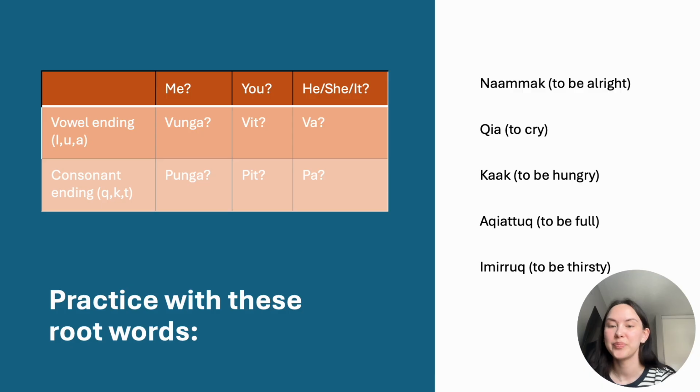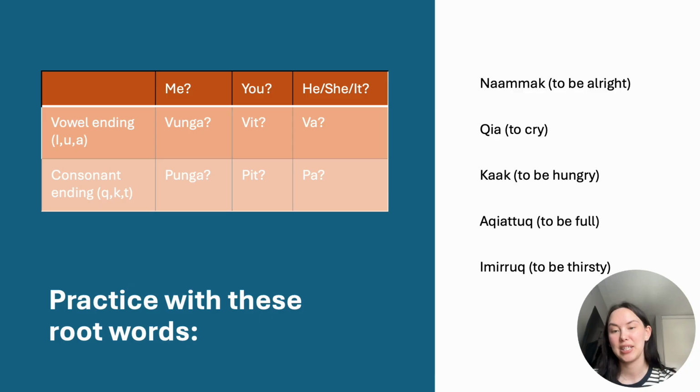The next one is akatok. So akatok means to be full. If I'm asking, are you full? I would say akatok beat. So akatok beat is, are you full? And if I wanted to ask you about a third person, I would say akatok ba. So akatok ba is he or she full?